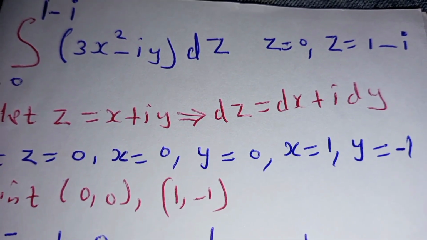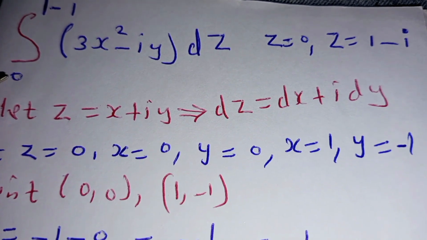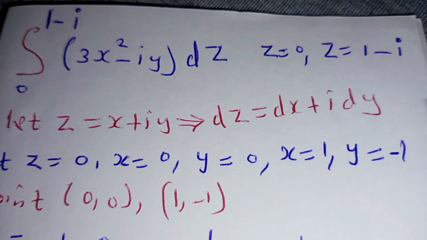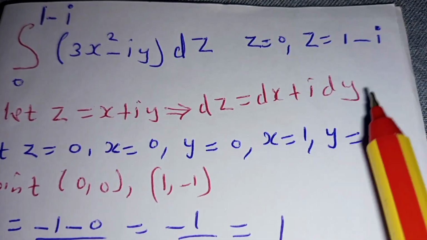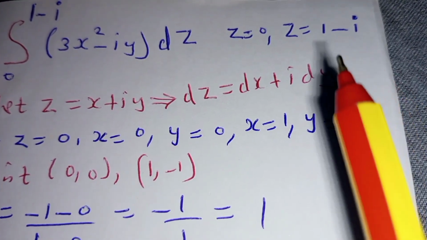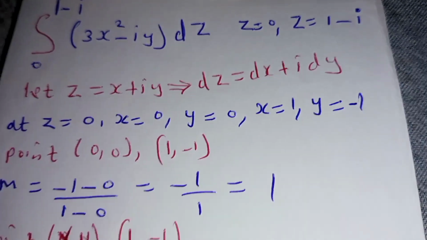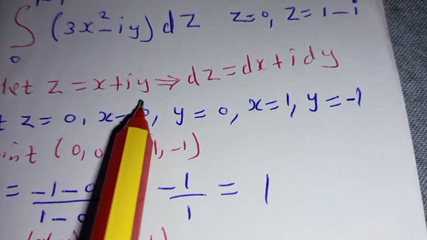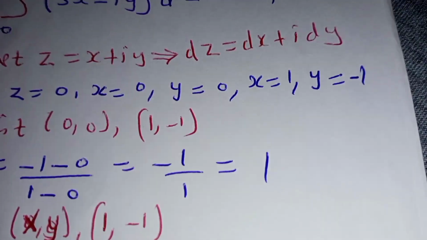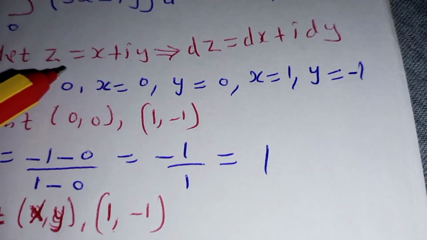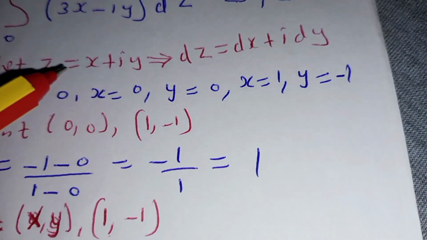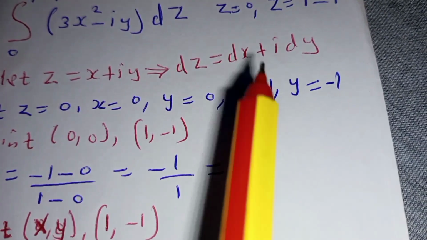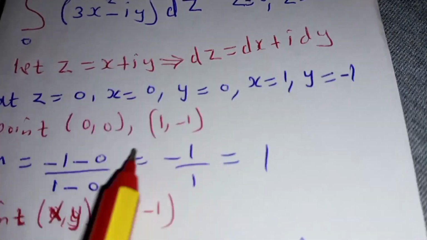We are going to integrate this complex line integral from 0 to 1 minus i along the line z equals 0 and z equals 1 minus i. So we are going to let z be equal to x plus iy. Then we differentiate z to get dz is equal to dx plus i dy.